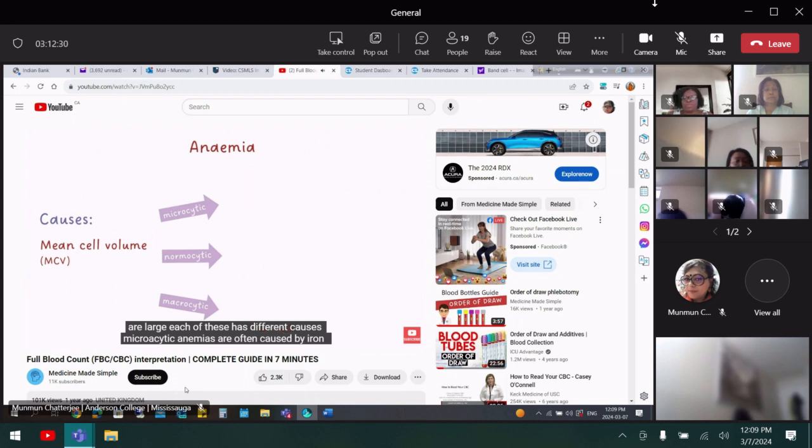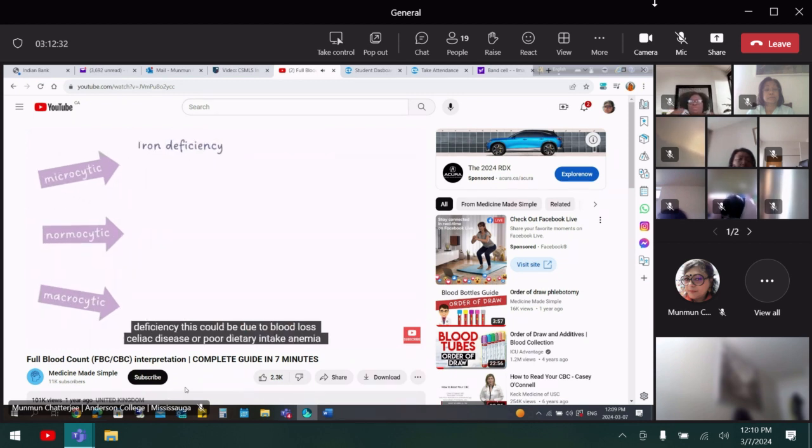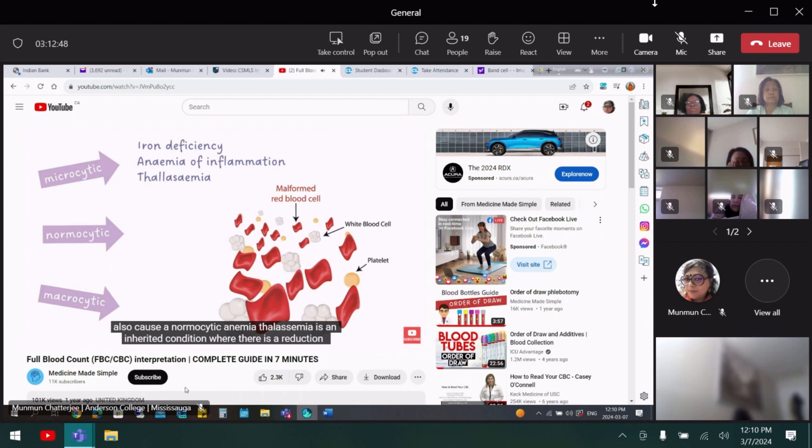Microcytic anemias are often caused by iron deficiency. This could be due to blood loss, celiac disease, or poor dietary intake. Anemia of inflammation is where a chronic inflammatory condition lowers hemoglobin over time. This can also cause a normocytic anemia. Thalassemia is an inherited condition where there is a reduction in the amount of hemoglobin produced.